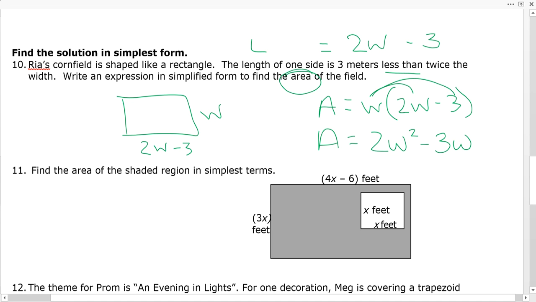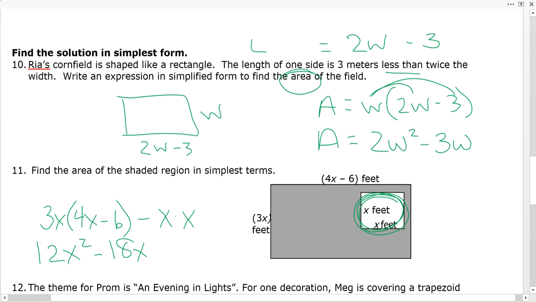So for number 11, we're going to subtract this area. We're going to find the area of the big one and subtract the area of the small one. So the area of the big one is going to be 3x times 4x minus 6. And then when I'm done with that, I'm going to subtract x times x, because that's the little one. So I have 12x squared minus 18x minus x squared.